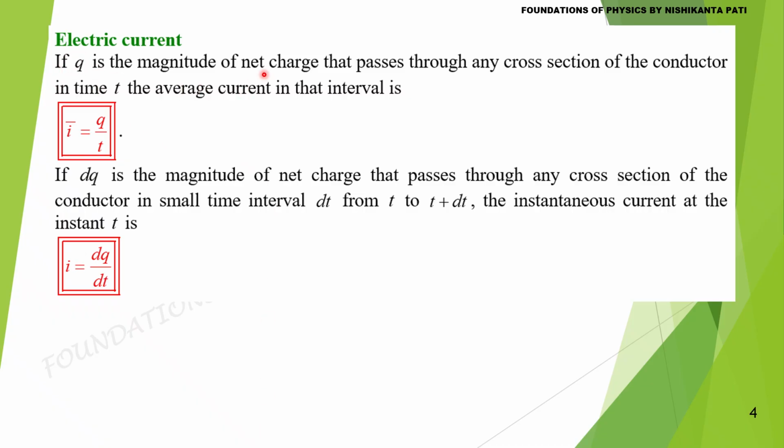If Q is the magnitude of net charge that crosses through any cross section of the conductor in time t, then the average current in that time is I bar equal to Q by t. If dq is the magnitude of net charge that passes through any cross section of the conductor in the small time interval dt, from t to t plus dt, then the instantaneous current at the time t is I equal to dq by dt.